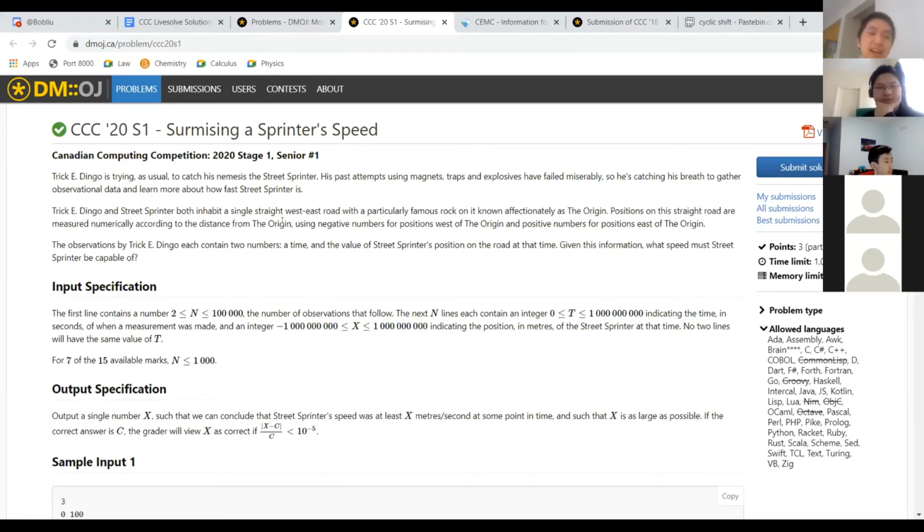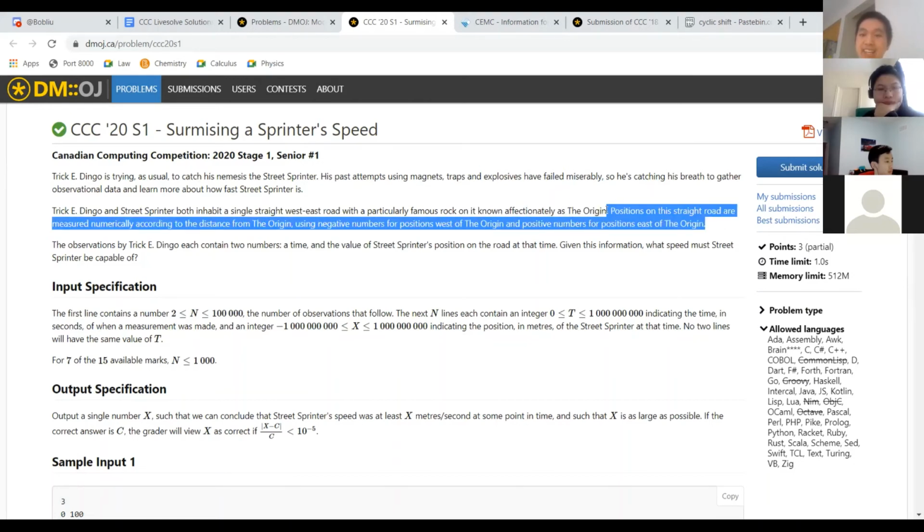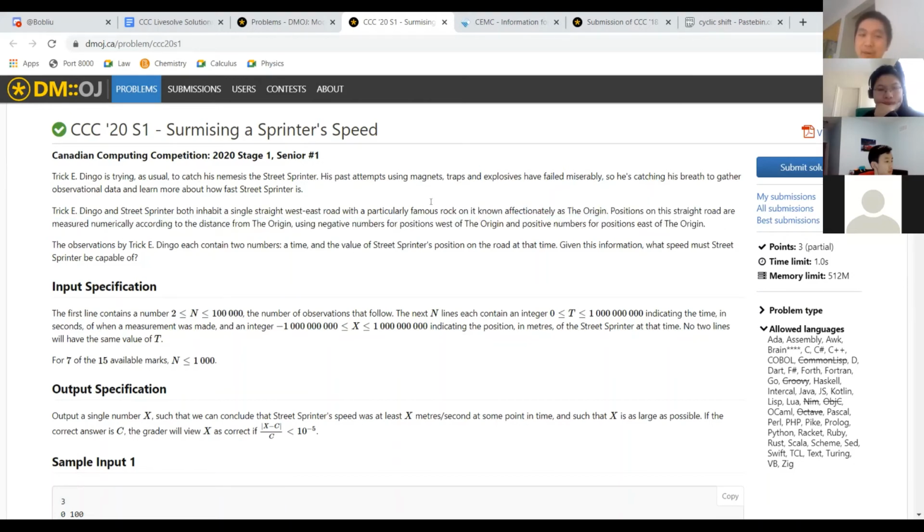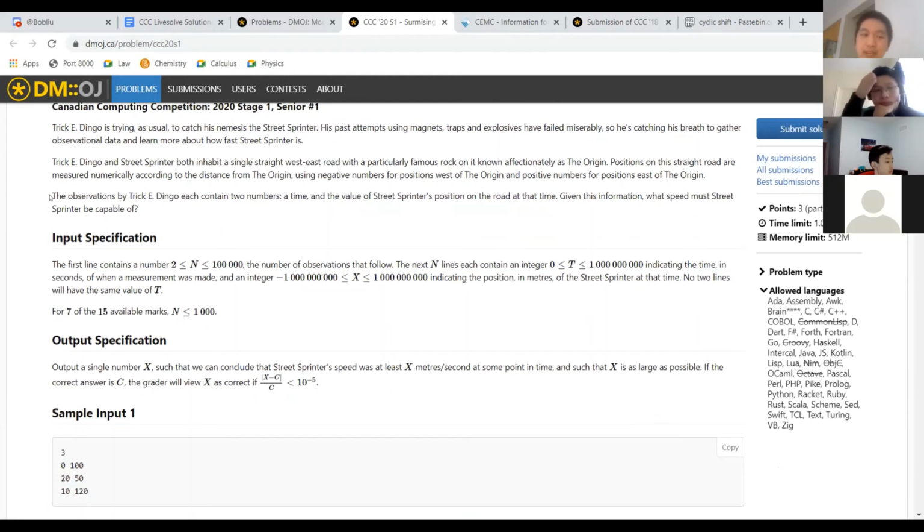Yeah, so they inhabit a single straight west-east road with a particular famous rock on it known as their origin. Positions on the straight road are measured numerically according to the distance from the origin, using negative numbers for positions west of the origin and positive numbers for positions east of the origin. So this sounds like a number line, right? If you're on a number line, you have an origin, which is 0, and then you get negative numbers if you're left of it, and positive numbers if you're right of it. So just think of a number line when you see this problem.